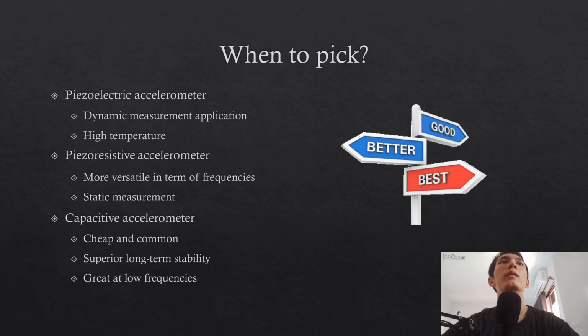So, when to pick? If your application is a dynamic measurement application at a high temperature, a piezoelectric accelerometer is the way to go. But if you want something more versatile in terms of frequencies and the application will be used in static measurement, a piezoresistive accelerometer is a good choice. But if you want something cheap and common, with long-term stability and great at low frequencies, a capacitive accelerometer is the best.